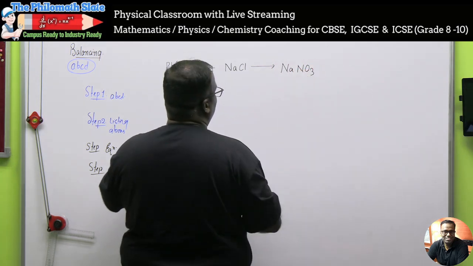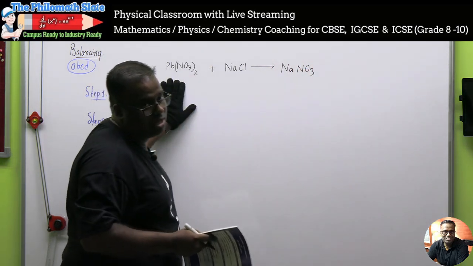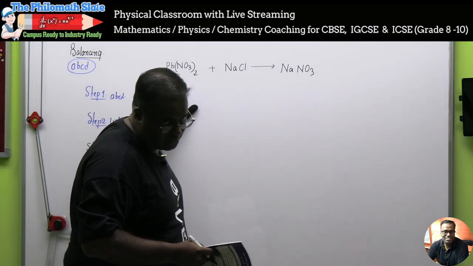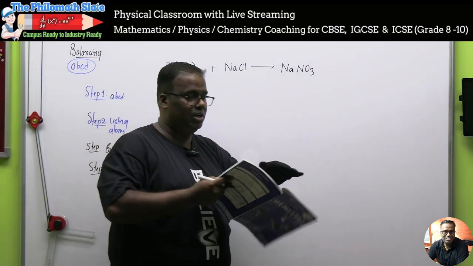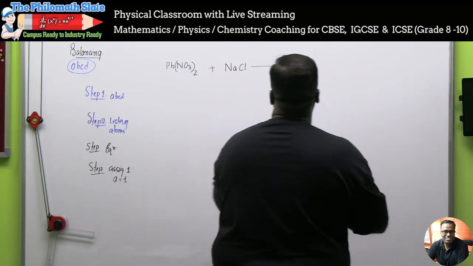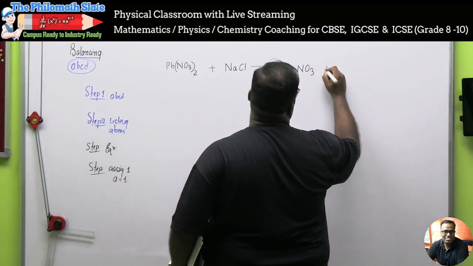NaNO3. So you should know the names. This is named as lead nitrate. This is sodium chloride. This is sodium nitrate. Okay. And so this is a double displacement reaction.